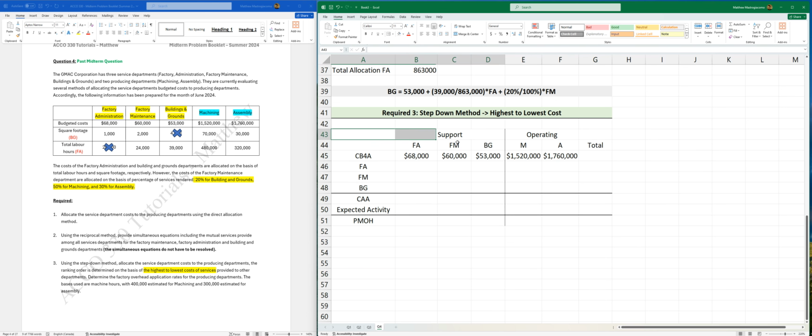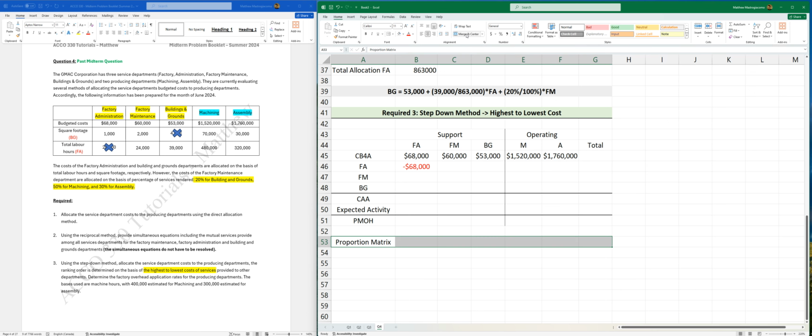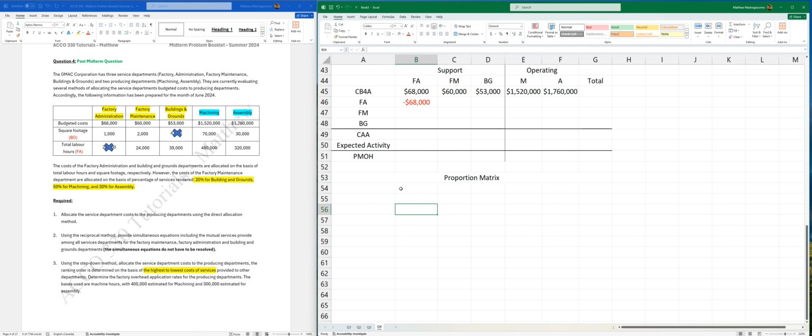Now, for our proportion matrix, okay? So for factory admin, that's our first, that's like our top dog. So 68,000 can be allocated to everything. Okay. So now figuring out factory admin, how much goes to maintenance? Let's go build our proportion matrix. Proportion matrix. Okay. There we go. And we could do it the fast way if we want. Whichever way we want to, whichever way is our preference at the end of the day.